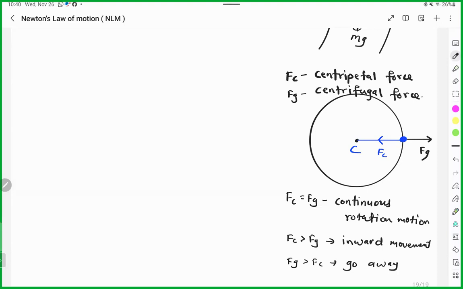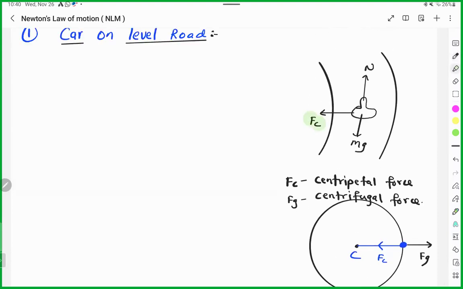When I'm saying centripetal force is acting in this situation, in a car on the level road, N is always equal to mg.